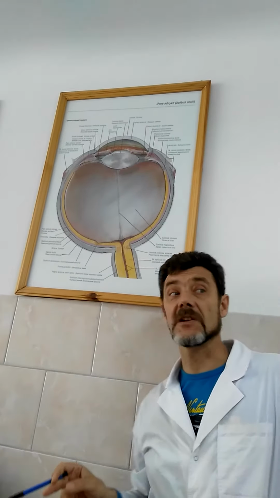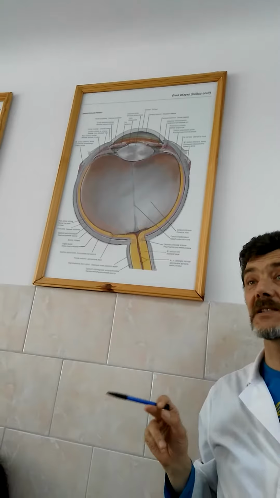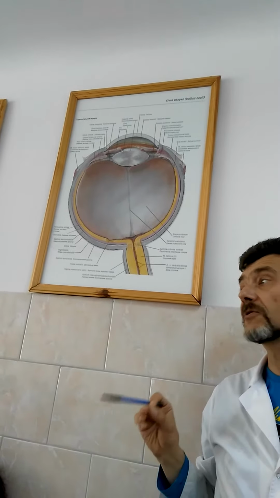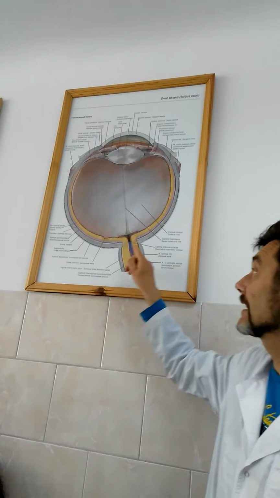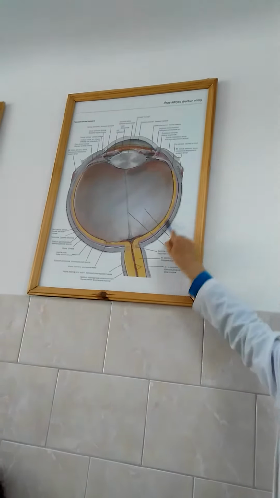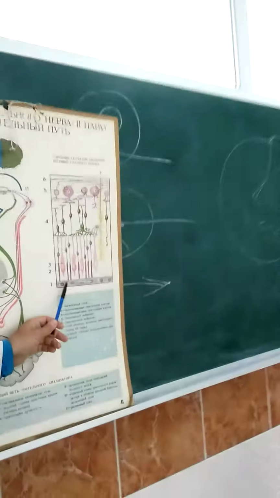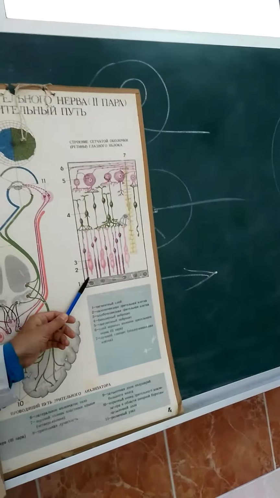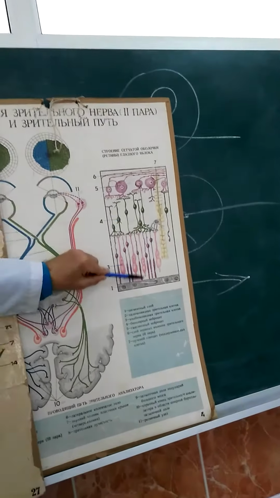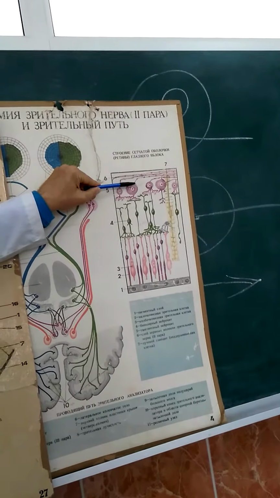Retina consists of two parts, pars pigmentosa and pars nervosa. Actually, there are two layers. The external layer is pars pigmentosa. Pars pigmentosa consists of pigmental cells. Pars nervosa consists of neural cells.